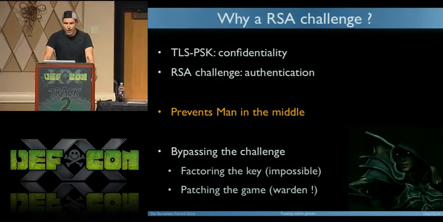So there are two ways to bypass the challenge. One is you factor the RSA key, which is, as far as I can tell, impossible. Or you patch the game. But if you patch the game, you know what happens? The Warden is going to go after you. Remember the Warden, which looks at the offsets? They actually look at the offset of the key. So if you try to change the key or change the code, they're going to catch you. So that's probably the happy face you make.